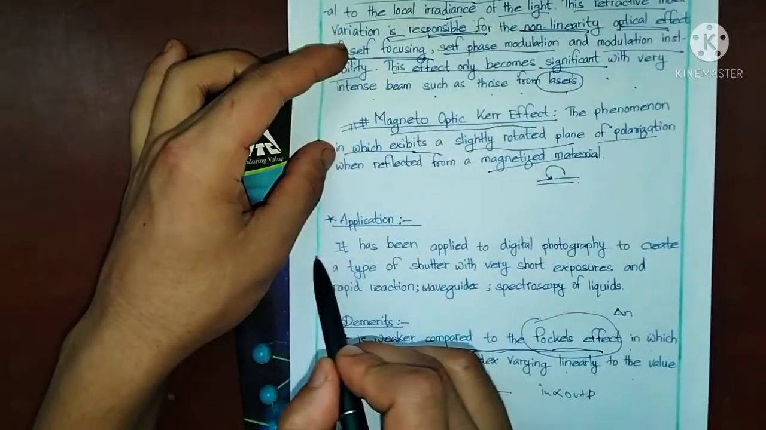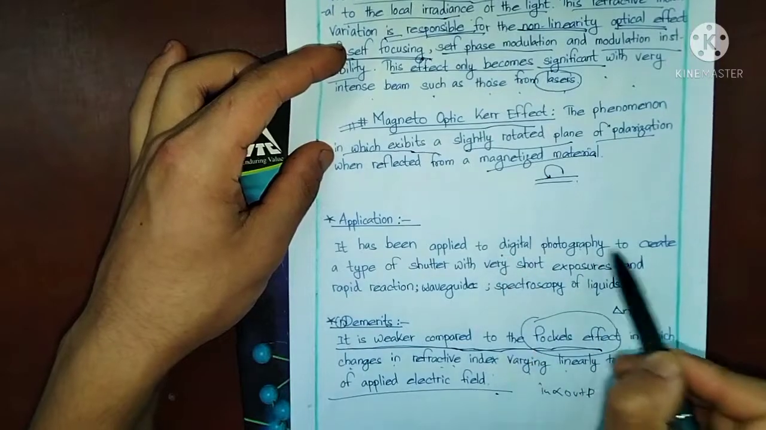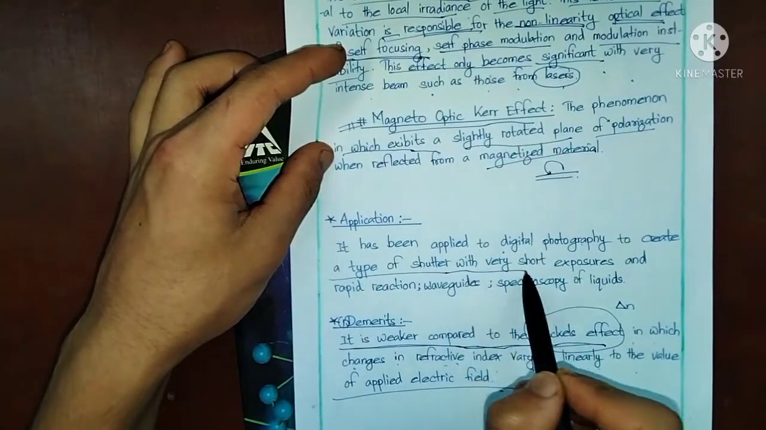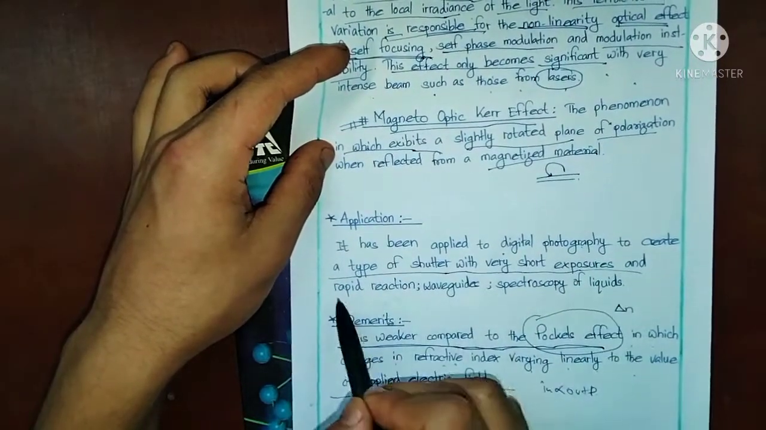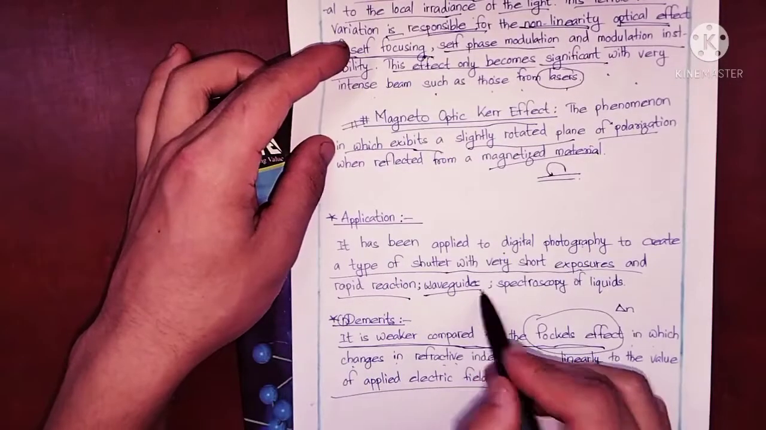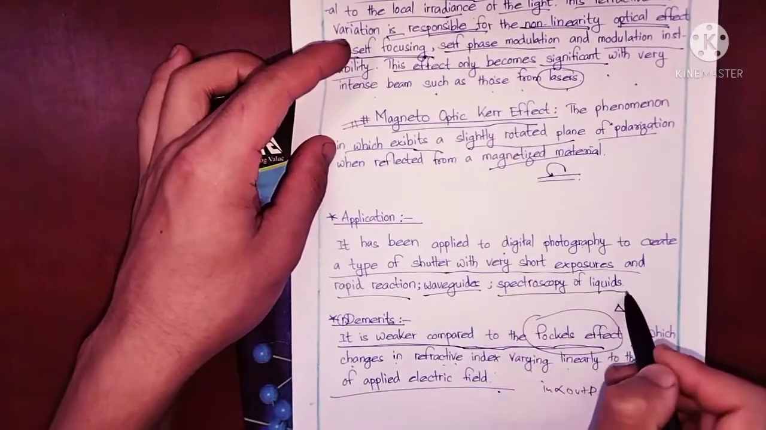It has applications. It has been applied to digital photography to create a type of shutter with very short exposures and rapid reaction. It is also used for waveguides and spectroscopy of liquids.